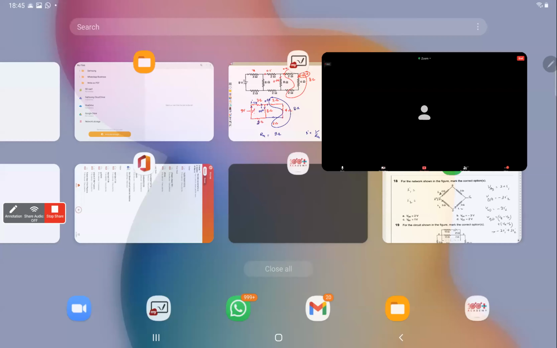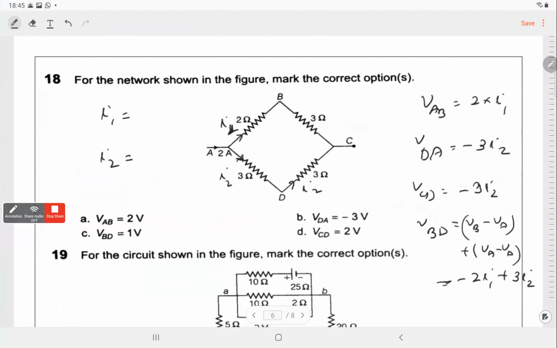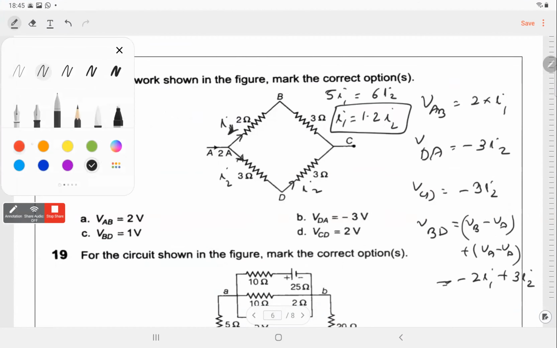What is the value of I1 and I2 here? कितना है I1? ऊपर वाले में था ये 5 ohm, so 5 times I1, नीचे की तरफ 6, I is equal to 6 I2, so I1 is equal to 1.2 times I2. Again, I think here also the answer is not matching. Yes, answer will not match here also. In this case, something is wrong.